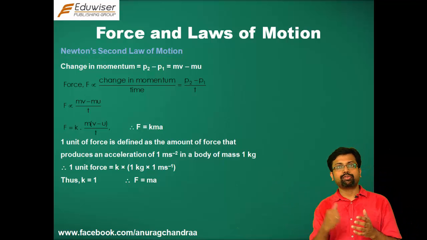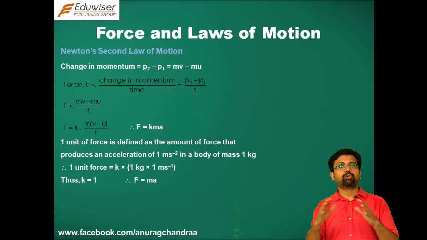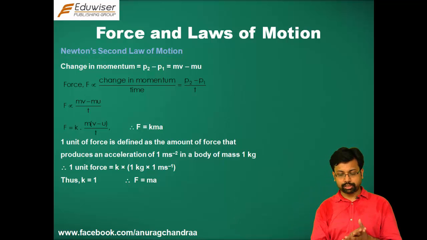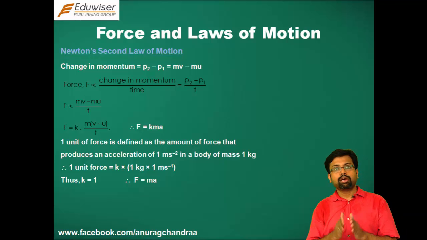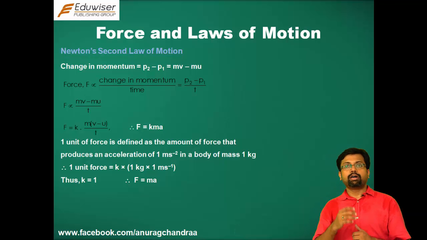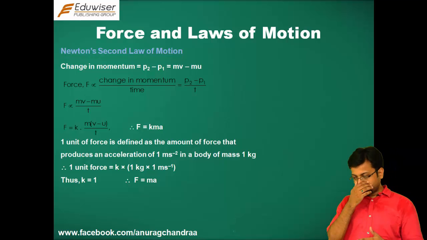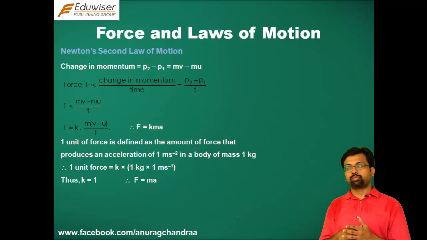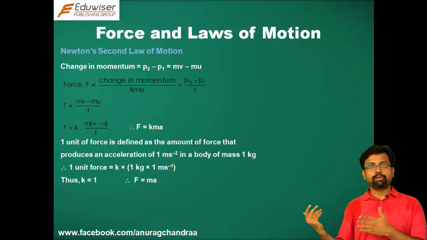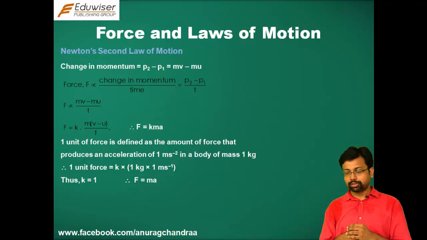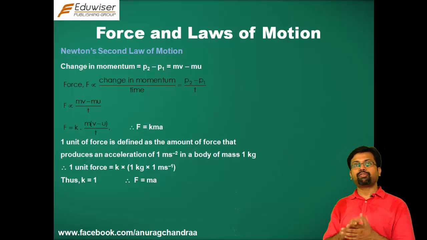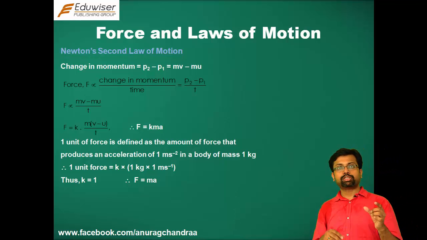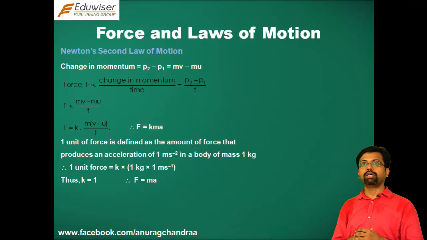Now how do we get rid of this k? Because k is a constant, it would remain a constant irrespective of the value of force, mass or acceleration. So for any value of force, mass or acceleration, k will remain constant. So the unit of force is defined in such a way that k becomes equal to 1. We can remove it totally, because whether you write 1 or not, it doesn't make a difference. So one unit of force is defined as that force which produces an acceleration of 1 meter per second square in a body of mass 1 kg.